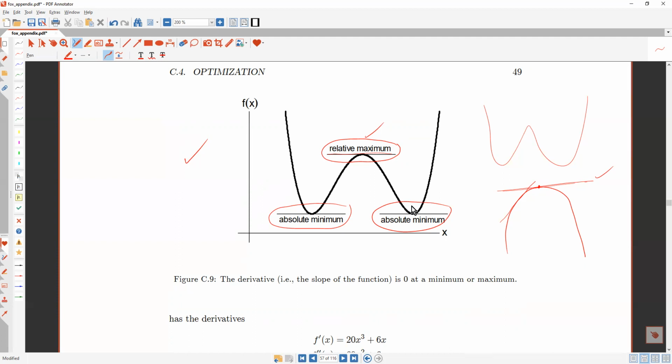And that's used all over the place, in engineering, in statistics, in computer science. They're always finding maximums and minimums of functions. So it's a really, really common use of the derivative.